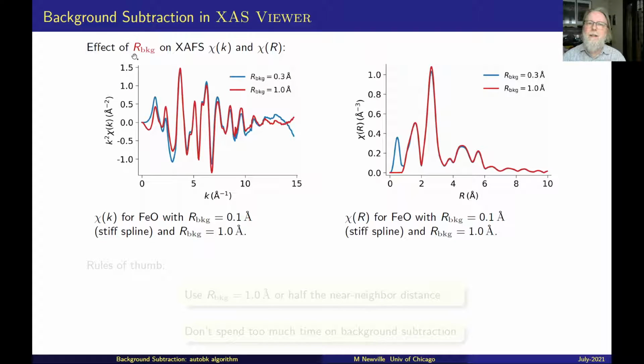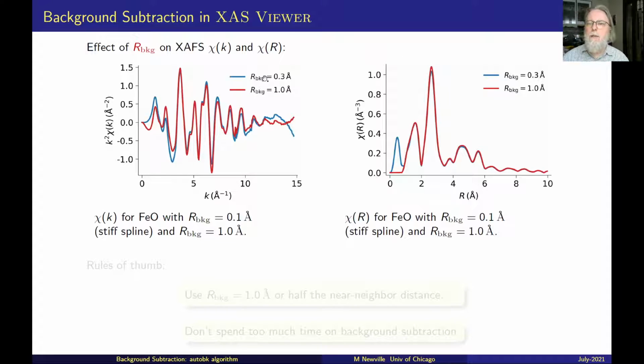So here's the effect of RBKG on this real XAFS data. If we pick RBKG of 1, I'll say that's a decent default value for lots of spectra. 1 is the default choice in these programs, and it's actually a good choice for lots and lots of spectra. It's rare to have atoms that are closer than about 1.5 angstroms in real solids. It happens, but it's rare.